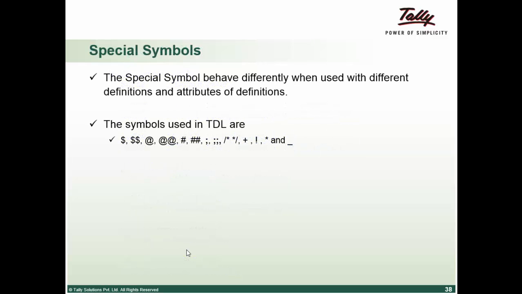Then we have some special symbols: dollar, double dollar, add, double add, hash, double hash, colon, double colon, semicolon, double semicolon, slash, asterisk, asterisk, slash, plus, exclamation, asterisk, and underscore. So we do have a separate entire topic on this. That's the next thing that we are going to do. So do not worry about this.